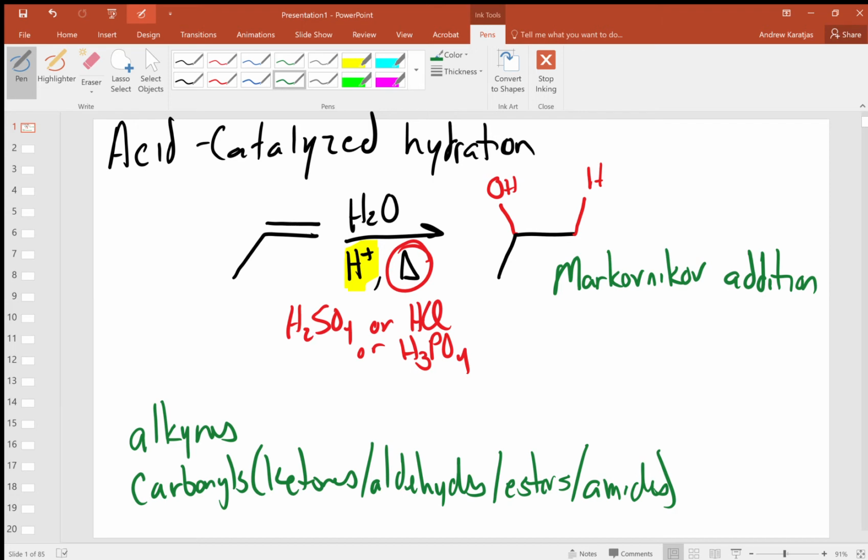So under the right conditions, acid-catalyzed hydration can be very useful. But usually that's only if there aren't any other functional groups present.